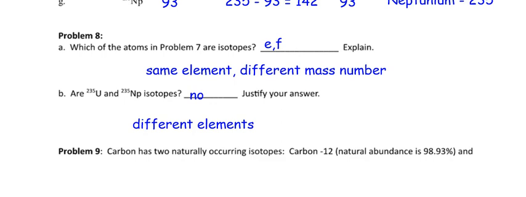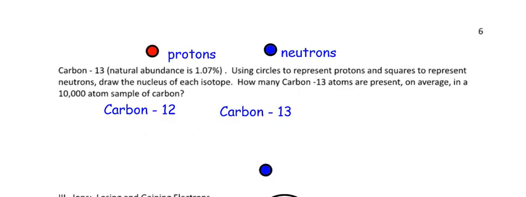So here is problem number 9. Somehow mine got split, so this is probably on the next page. It says that carbon has 2 naturally occurring isotopes, carbon-12 with a natural abundance of 98.93%, and, let me turn the page, carbon-13, which has a natural abundance of 1.07%. It says using the circles to represent protons, I use blue circles, you use squares, so you're probably not using colors, to represent neutrons, draw the nucleus of each isotope. How many carbon-13 atoms are present on average in a 10,000 atom sample?